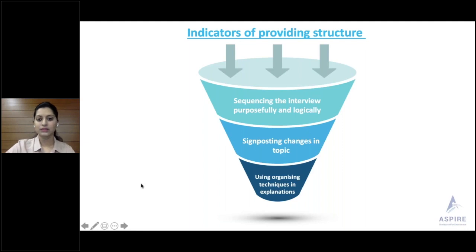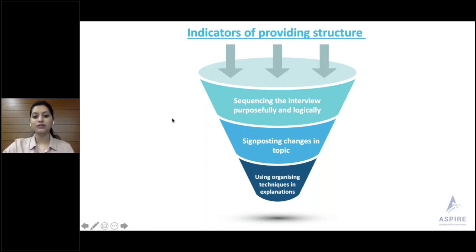So here are the indicators for providing structure. This might seem like a little too much information, but you don't necessarily have to remember all this. This is just for you to know, so that when you address the speaking task, you'll have all this in your mind and make sure these criteria are fulfilled. This will come naturally once you start practicing a task or two. So you don't have to remember each one of these by heart.